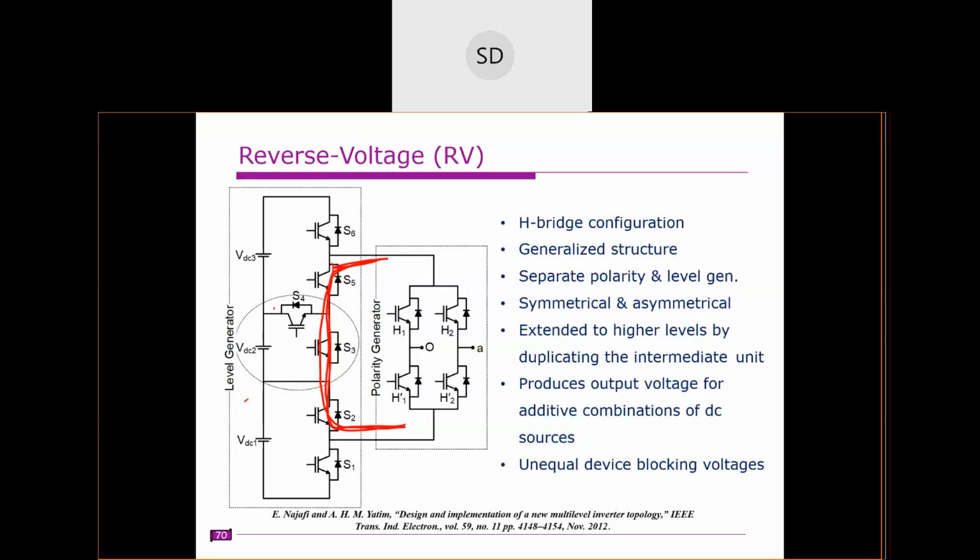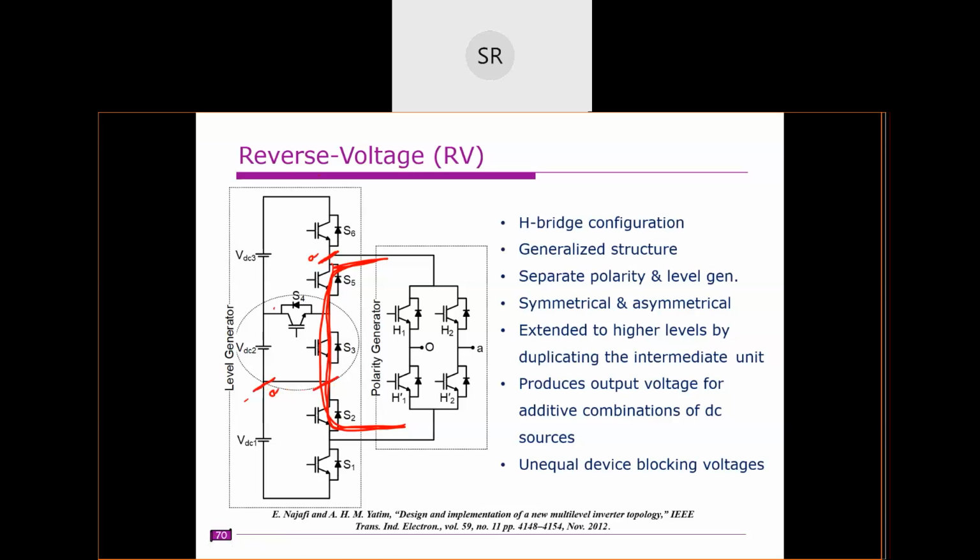Sum of all sources. By sum of all sources, this is not connected, right? This switch is not conducting, so what is the blocking voltage? This is now off, so this point is here and this point is here, right? If this is A, so this is also A, right? Agree?